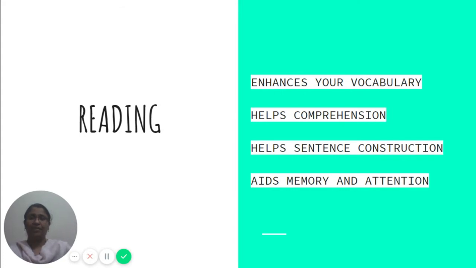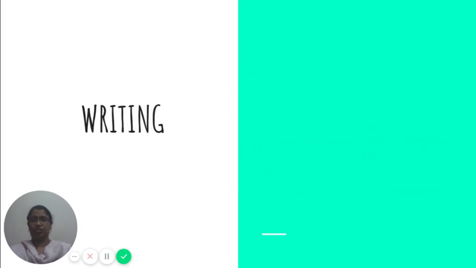So, in order to equip yourself with good vocabulary and language structure, you need to go for reading also. Reading will help you in comprehending a passage. It will help in sentence construction. It will aid your memory and attention. As you go on reading a passage, you have to get back to a certain line or certain information only with the help of your attention. So reading enhances your attention and memory as well as your vocabulary, comprehension and sentence construction.